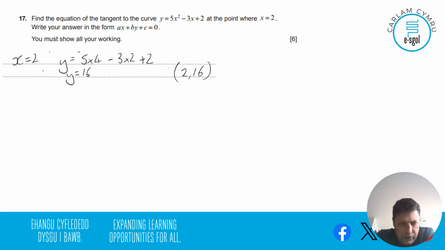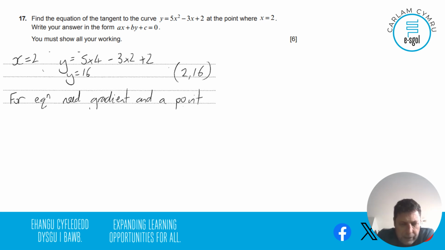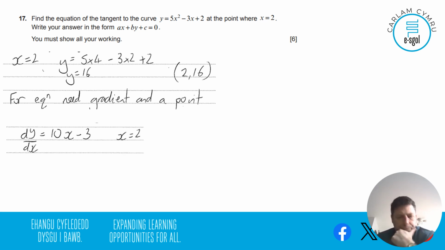But the next thing I need to know is the gradient, and hopefully you're familiar with the term dy/dx meaning gradient. So as I would always get my candidates to write down for an equation, I need a gradient and a point. I've got the point, now I need the gradient. To do the gradient, I differentiate the original function. Gives me 10x minus 3. Don't forget the differential of 2 is 0. And then I've substituted in this value of x equals 2. Giving me the gradient now of 17.